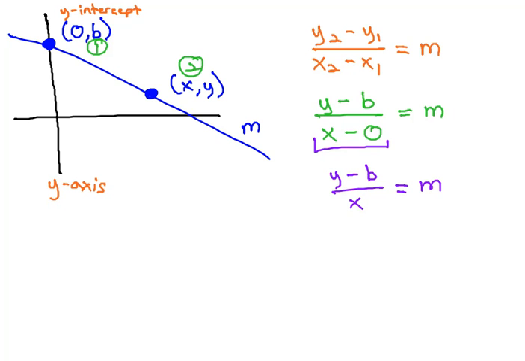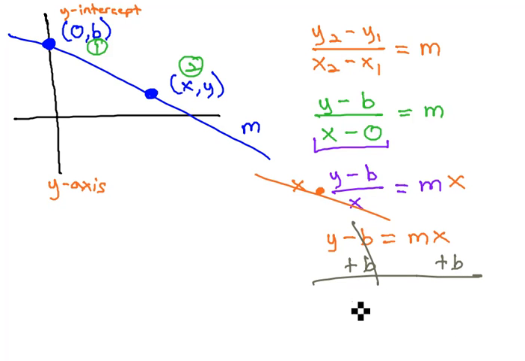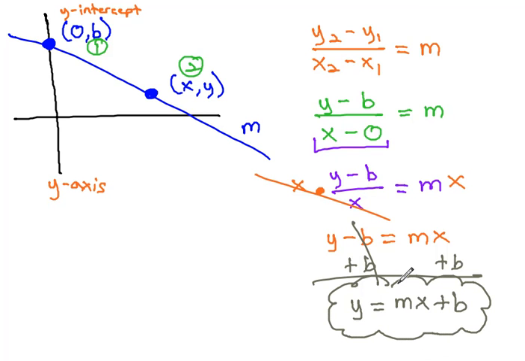And if I wanted to solve this formula for y, so we had an equation y equals stuff, we would need to clear the fraction out first by multiplying both sides by x. This gives us y minus b equals mx. And finally, we can get the y alone by adding b to both sides. So we would have y equals mx plus b.